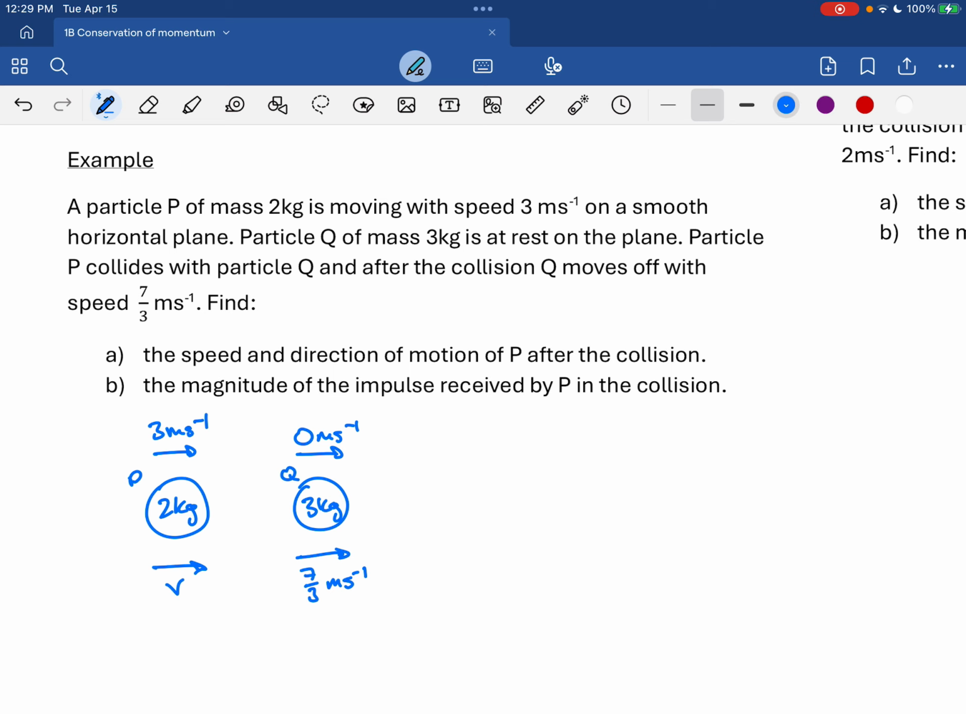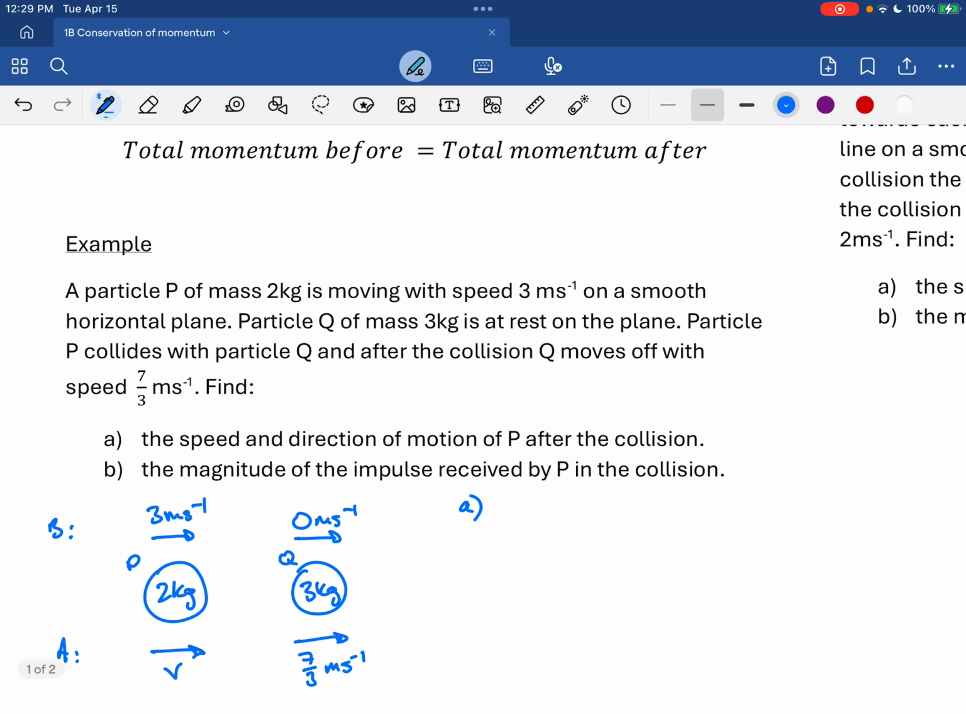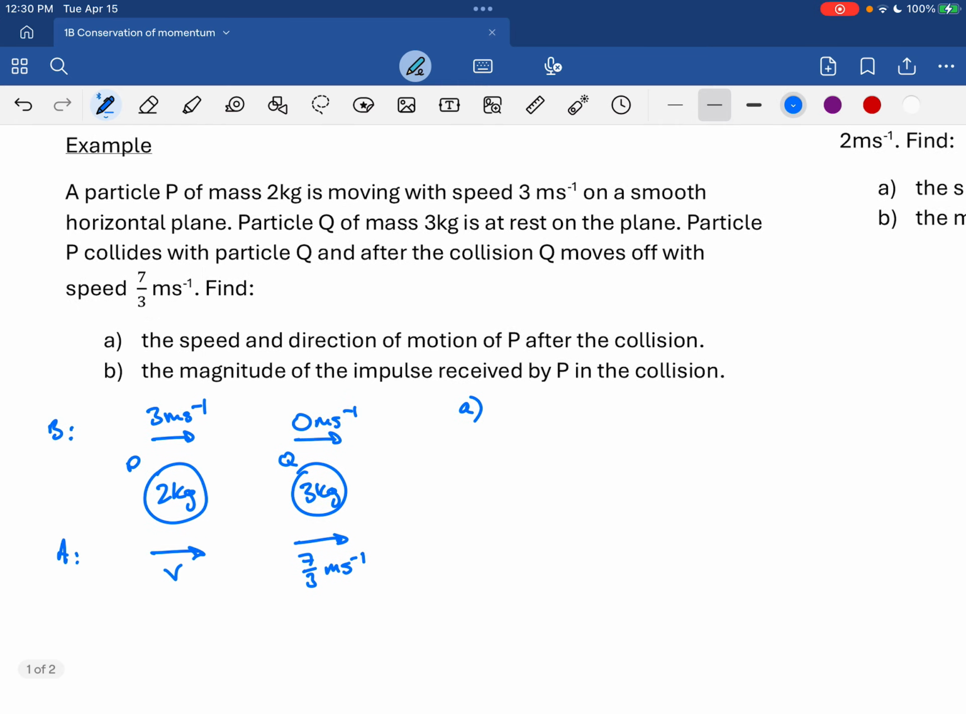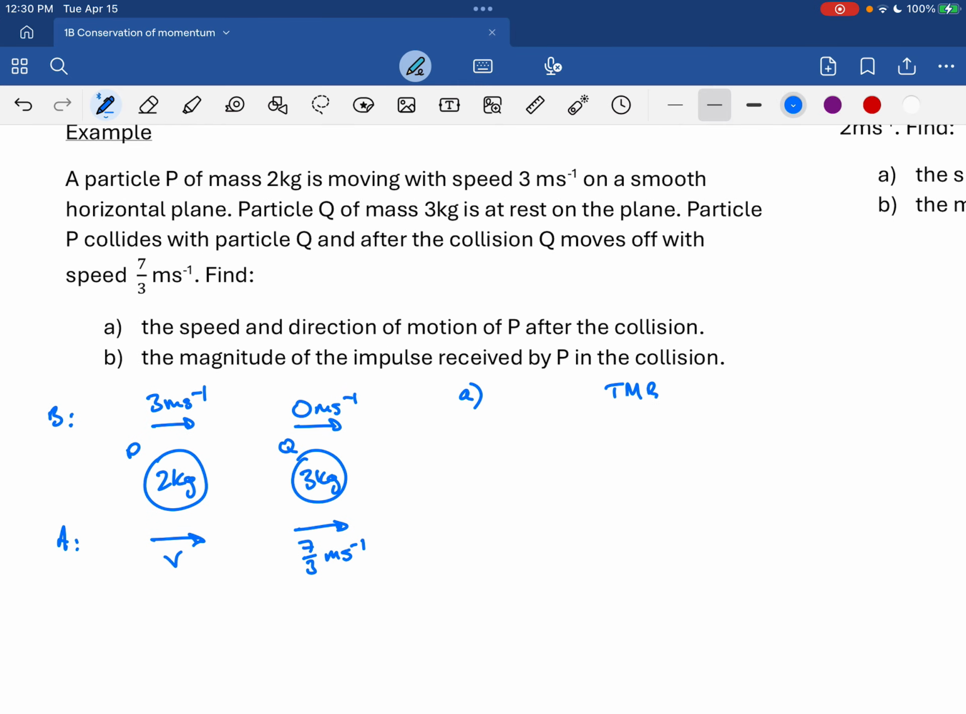So question A, we need to find the speed and direction of the motion of P after the collision. So we need to work out this V. These are the before velocities, and these are the after velocities. We're going to use the fact that the total momentum before a collision has to equal the total momentum after the collision. Momentum is mass times velocity. I'm going to take right as positive, so that will affect the signs on velocities. In this one, all the velocities are moving right, so I'm not going to have too much of a problem.